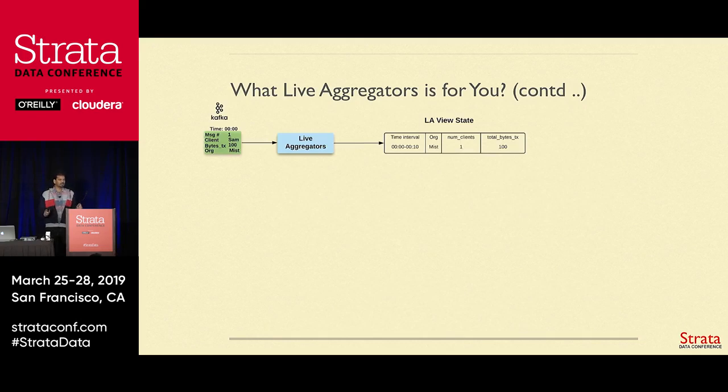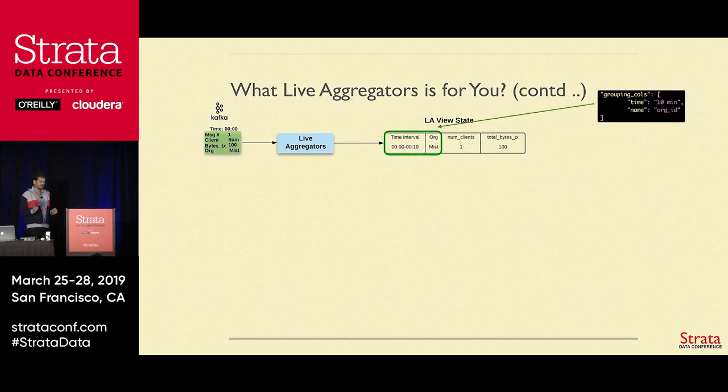So at time t equal to 0, the first message comes in from Sam, transferred byte 100, and org missed. So the view would create a state. It would put this message. It says this is for org missed, and number of unique clients 1, and transferred byte 100.